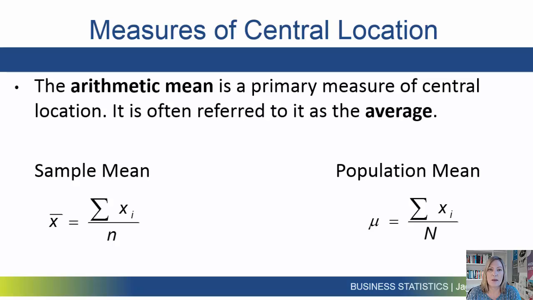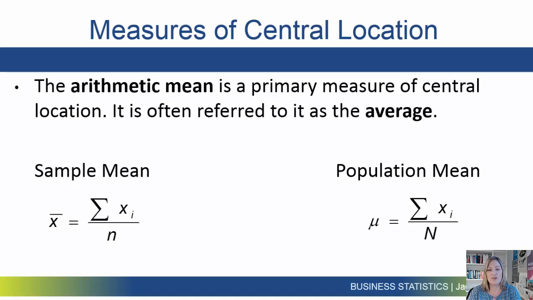X bar represents the sample mean. Sigma means the sum. X represents the values. So we sum the values and divide by n, which is the sample size. Lowercase n, that is. The formula for the population mean is similar. However, the symbol for the population mean is mu, which is common, as population values are often represented by Greek letters. Mu equals the sum of all the population values divided by uppercase N, which is the size of the population.